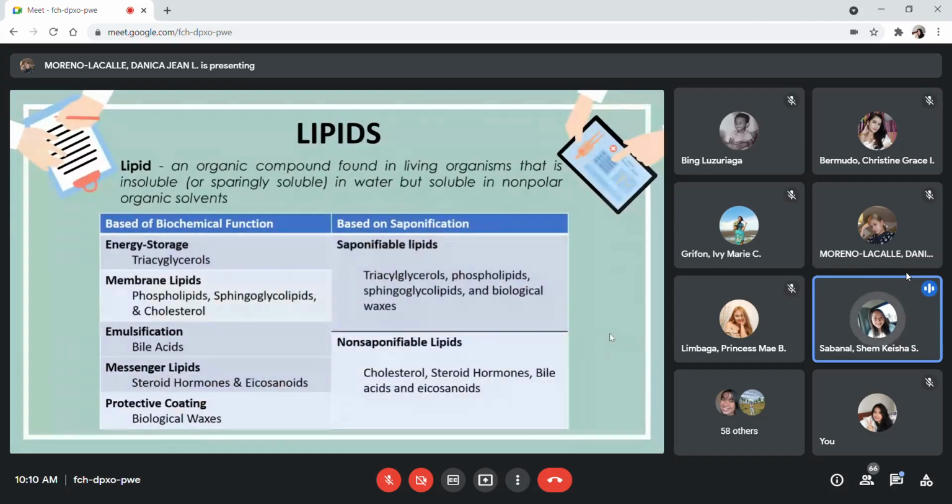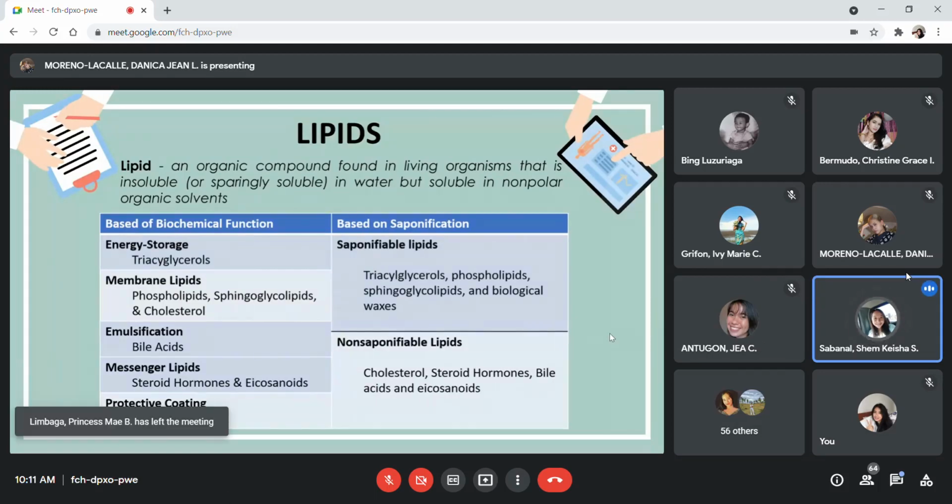Okay, so lipids, these are also known as our fats and our oil. This is an organic compound found in living organisms that is insoluble or sparingly soluble in water, or basically in those polar solvents, but soluble in non-polar solvents. So we have to take note of this because since a lipid is not soluble in polar solvents, then it is also not soluble in our blood.